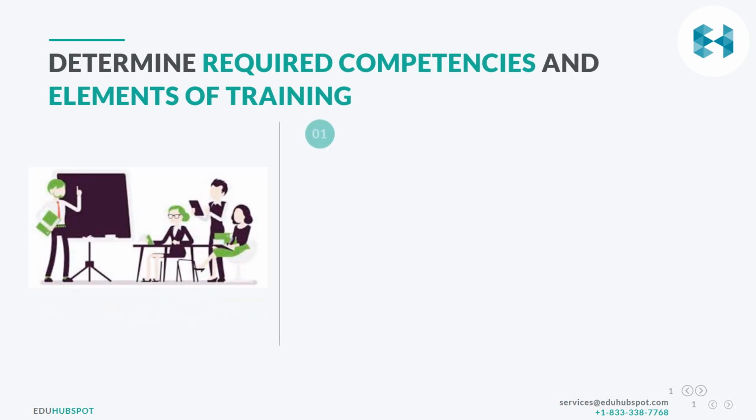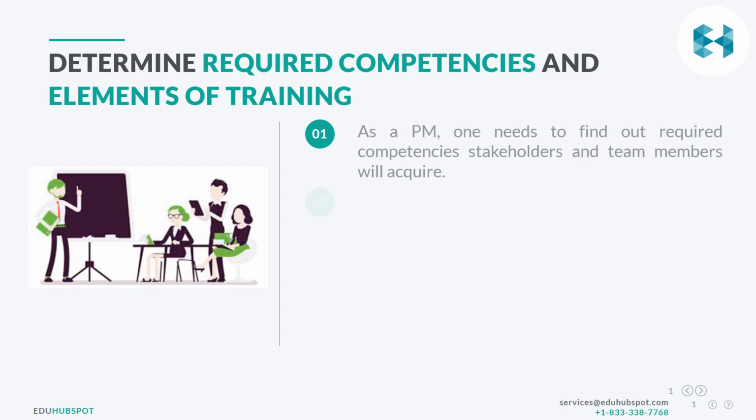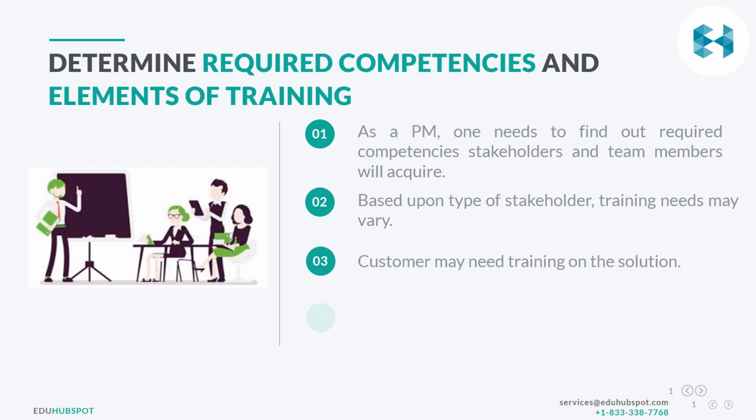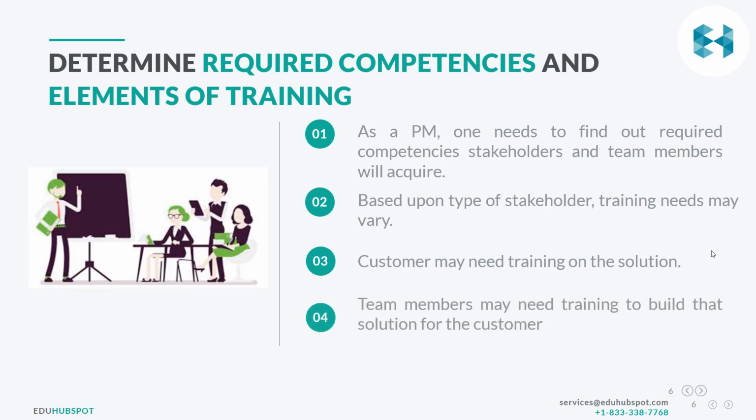So the first enabler I have is determine the required competencies and elements of training. Yes, what do I mean? As a project manager, one needs to find out the required competencies stakeholders and team members will acquire. Like, before I start my video, I always tell them that this is the objective of the training, this is what you will learn, and this would be your training outcome.